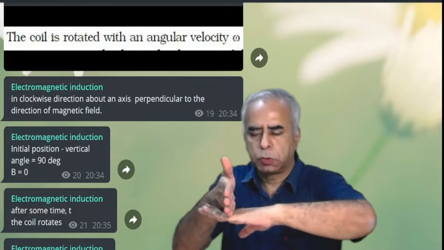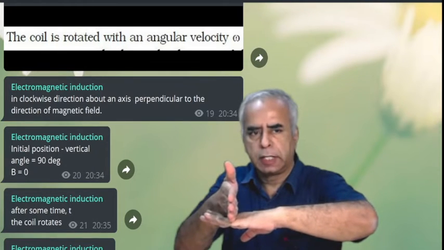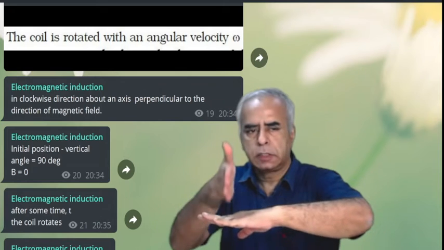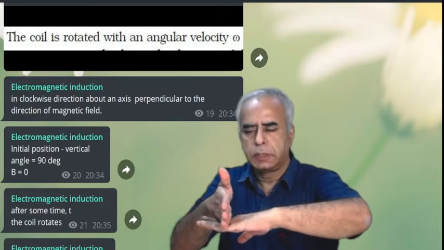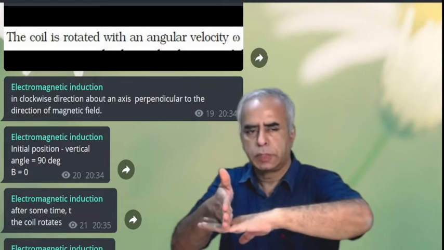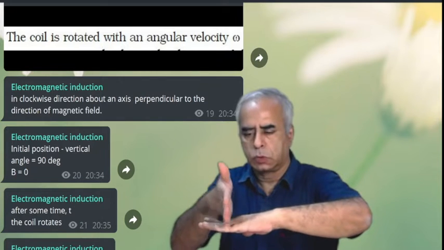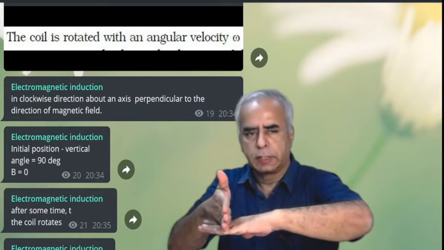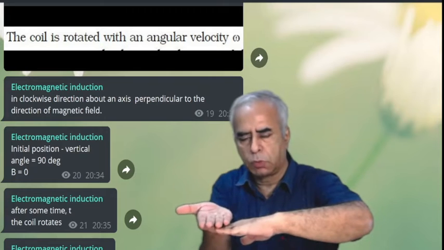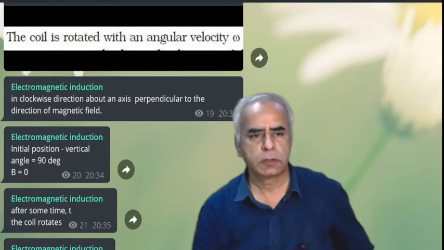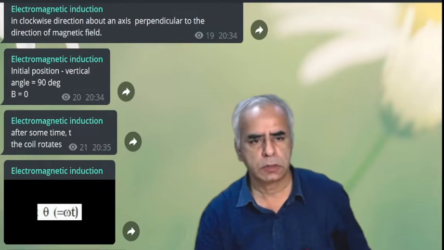So the initial position is the vertical, at an angle of 90 degrees. When it is 90 degrees, then B is equal to 0, because we know cos 90 is equal to 0. So there is no magnetic field. But when it is 180 degrees, there is a magnetic field. So after some time the coil rotates, is it not?